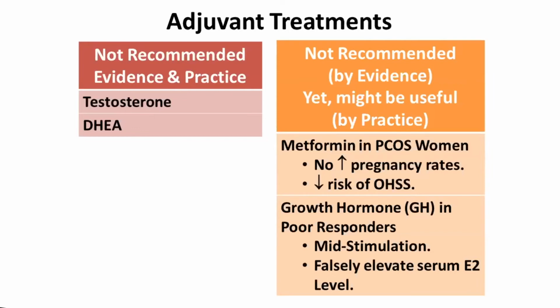The second point you have to be aware of is that growth hormone addition falsely elevates the serum E2 level. So do not rely on the serum E2 level for triggering ovulation in women receiving growth hormone. Growth hormone can falsely elevate the serum E2 level, so rely on the size of the follicles regarding the decision when to trigger if you are using growth hormone.